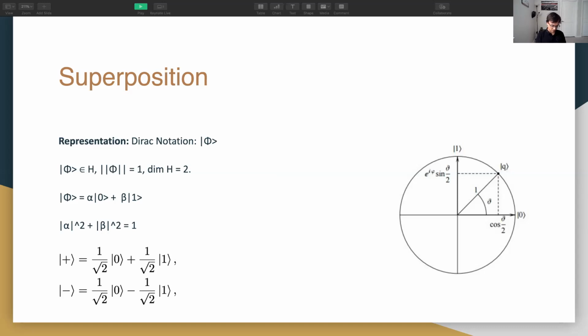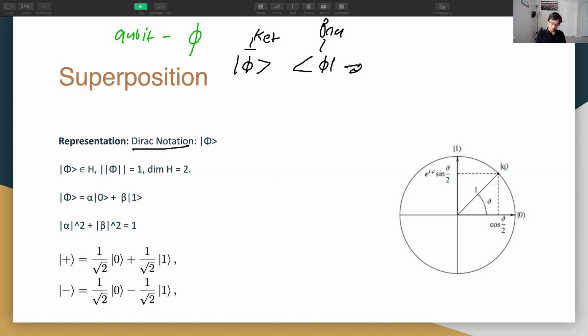So let's say I'm defining my qubit as phi. For the notation of the qubit, we can use either the Dirac notation, or what we call the bracket notation, where this is the ket and this is the bra, and let's say x, y. So this is how we define a qubit.